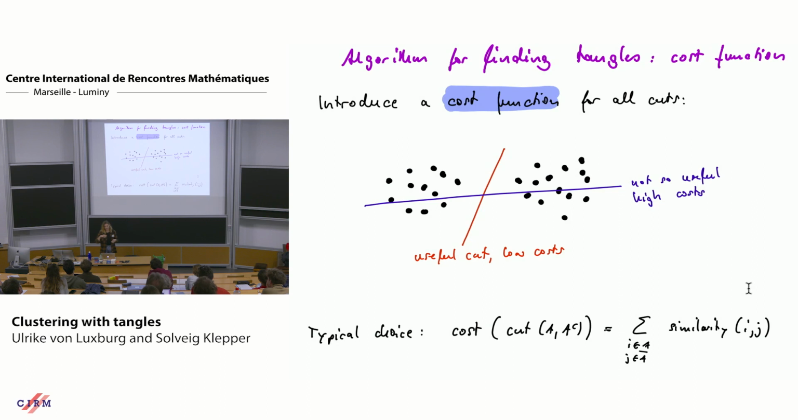So we will want to give this a high cost, and the red one, for example, we would want to give a low cost. And what we usually do is, given any similarity function of our data points, we just average or sum over all pairs from different sides of the cut. So we take all possible pairs from different sides and we sum or average over them.